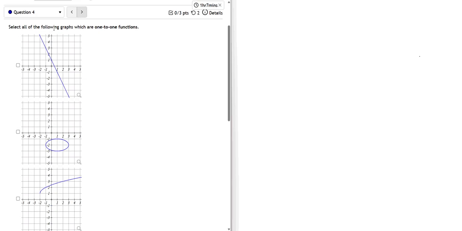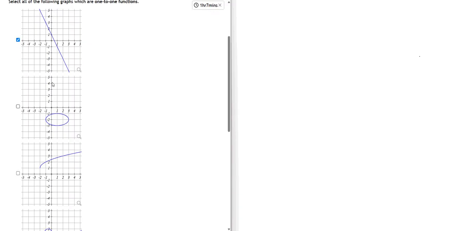Question 4, select all of the following graphs which are one-to-one. So once again, we should be looking first to see if each one of these passes the vertical line test, and if so, it would be a function. But if it's going to be a one-to-one function, it would also have to pass the horizontal line test. So this one passes both the vertical line test and the horizontal. This one doesn't pass the vertical line test, so it's not a function.